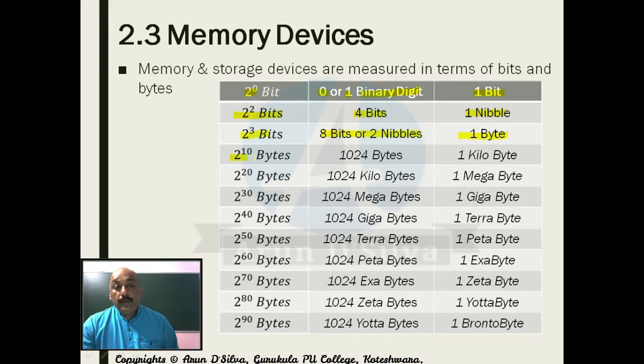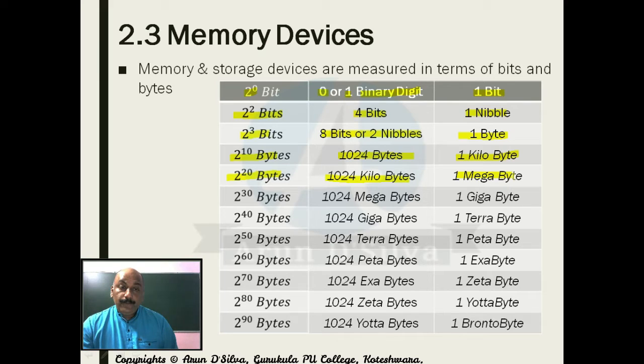2 to the power 10 equal to, that becomes 1024 bytes. So that we will call it as a 1 kilobyte, 1 KB. Again 2 to the power 20, that means 1024 kilobytes is equal to 1 megabyte, 1 MB.